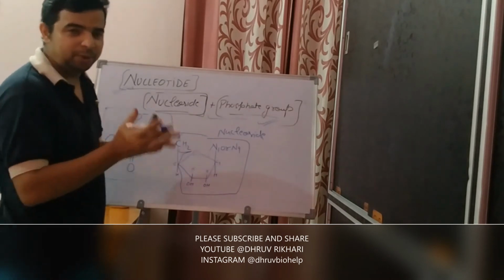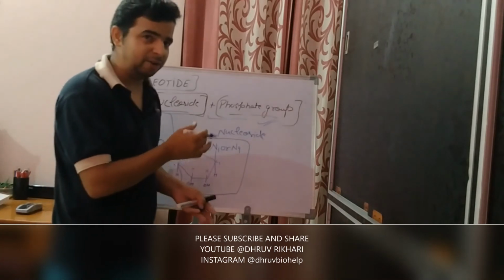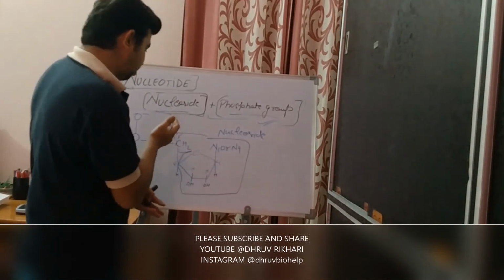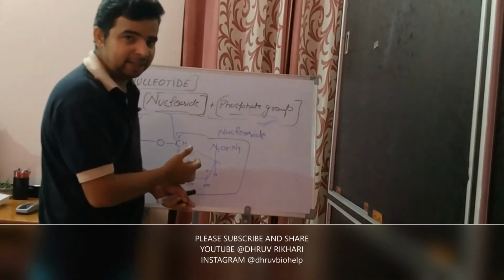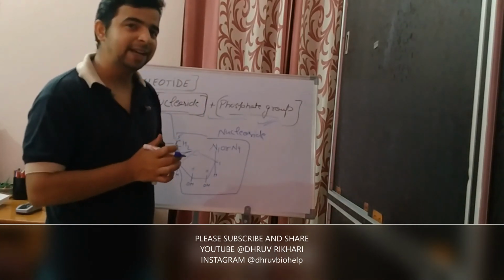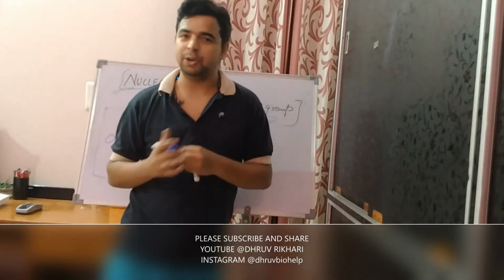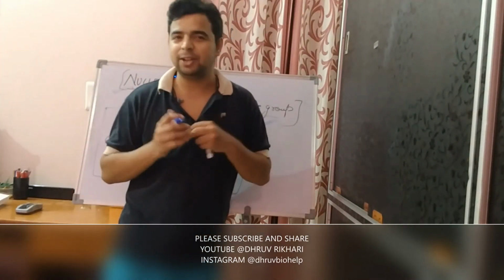So I would like you to name the diagram which is appearing here, which I had drawn here, for what nucleotide it is. Either it is ribonucleotide or it is deoxyribonucleotide, and what will be the form for deoxyribonucleotide. So I want you to write it in the comment section.